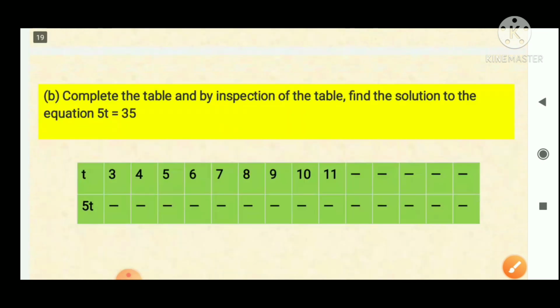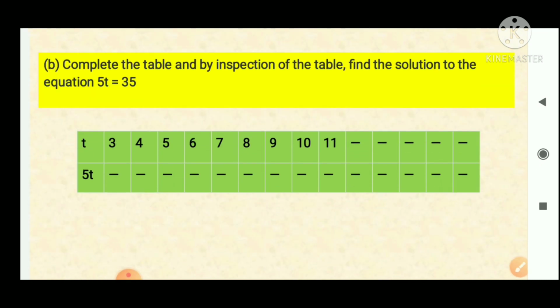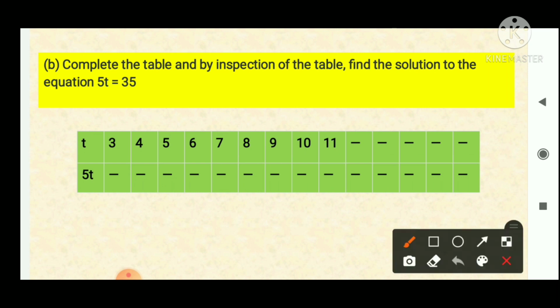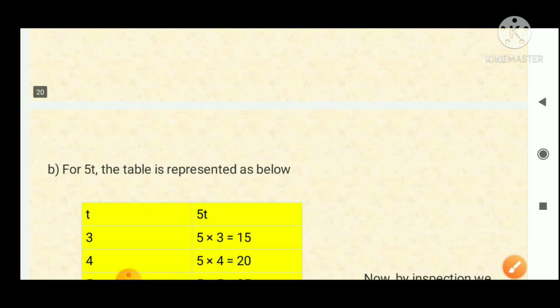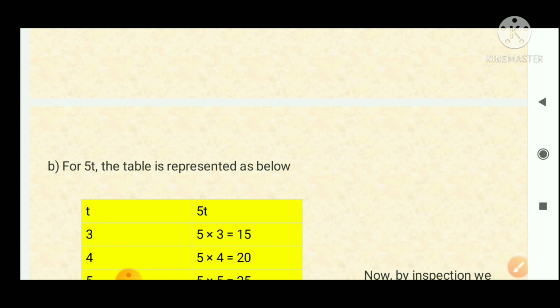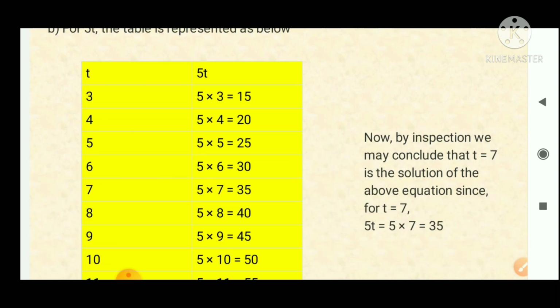Okay, now we will see the next question. Here we have to complete the table, and by inspection of the table we have to find the solution to the equation 5t is equal to 35. Here also we have to take values of t. Variable t is equal to 3, 4, 5, 6, 7, 8, 9, 10, 11. So see student, here we make a table which represents the solution of the equation 5t is equal to 35.